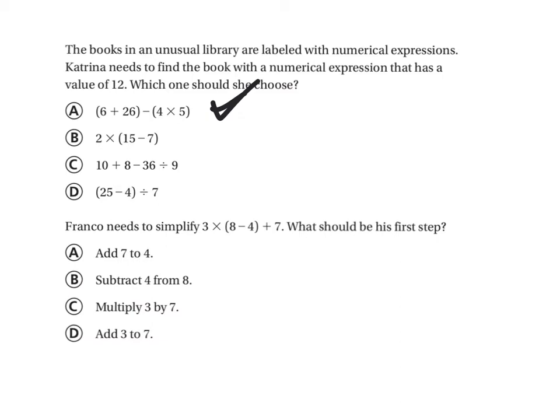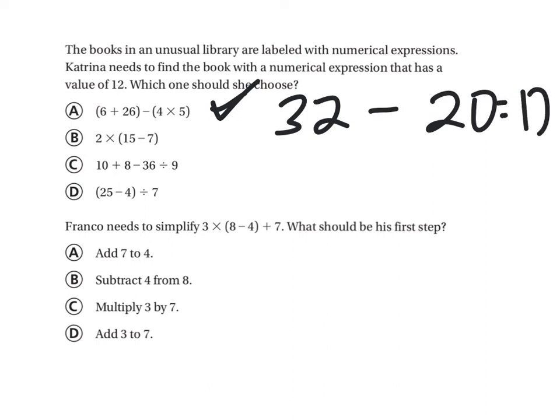If I were to solve A, I would think about A as being 6 plus 26. So I would solve that and I'd get my 32. And then 4 times 5, that's going to give me 20. And so if I were to now think about the middle, which is a subtraction symbol, I would then solve it, 32 minus 20, which in that case does give me 12. So my job here, if A looks pretty good because that gives me 12, is now to solve the rest of them to see why they're not 12.